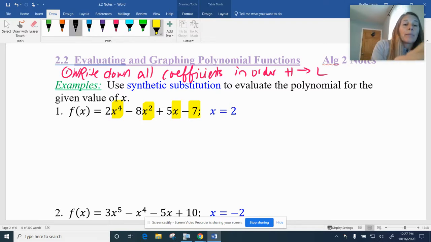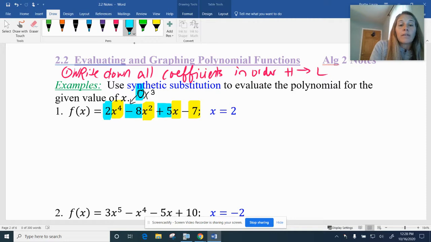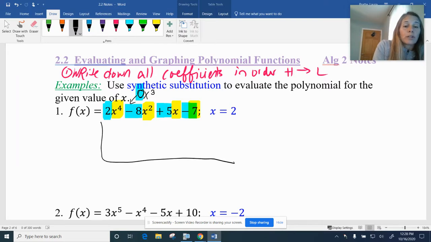So what's going to happen, if you'll notice, is that there was no x cubed in there. If you're missing a term, that means the coefficient was really a 0. So your coefficients are going to be 2, 0, -8, 5, and -7. The first thing you want to do is write all those coefficients down in order.